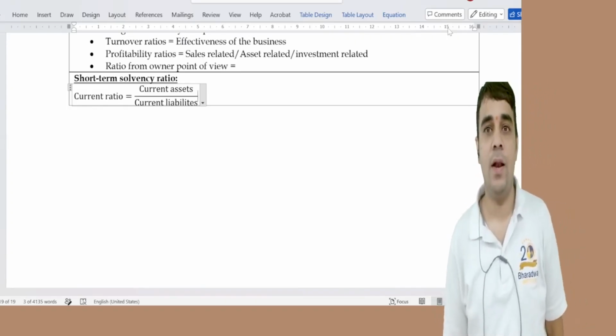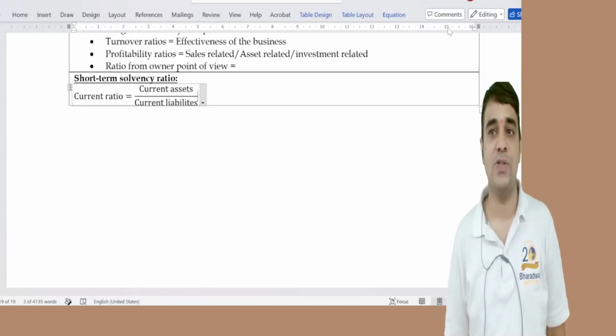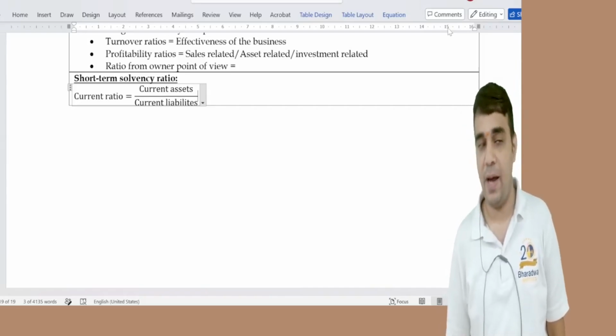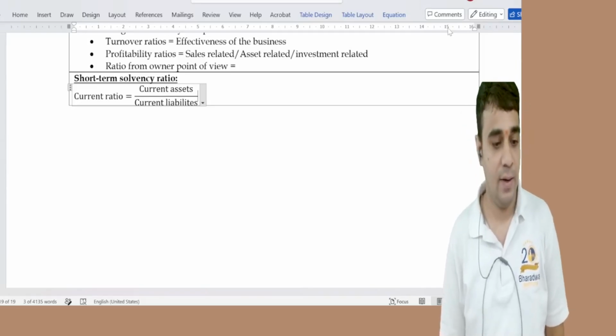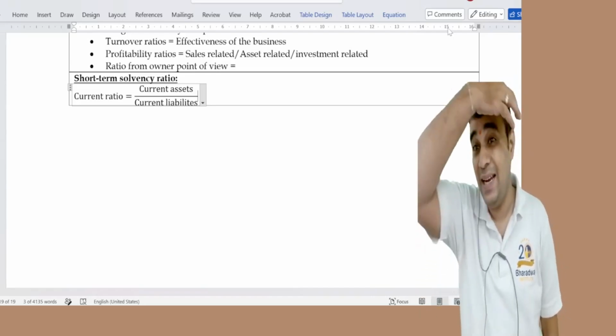There's a usual interview question which I have asked many candidates. In the practical world, there's no ideal current ratio. There's nothing like an ideal current ratio. I've asked many candidates this question. Your institute study material does talk about 2:1, but there's nothing like an ideal current ratio.